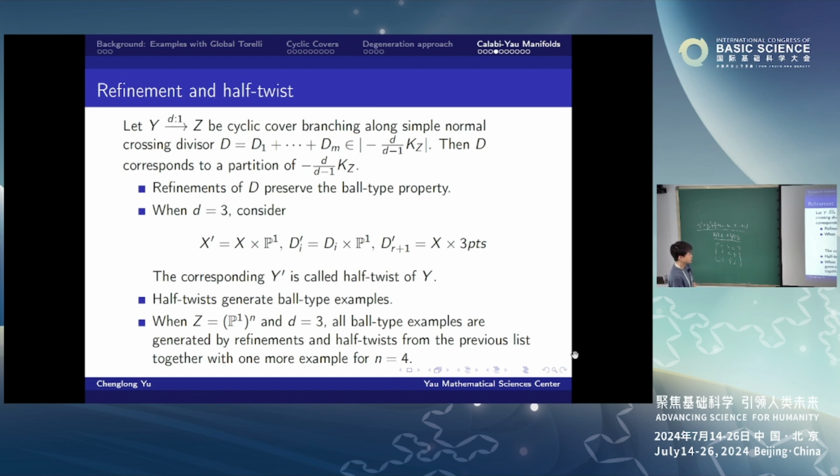And for half-twist, we're going from dimension 3 to higher. So maybe we can consider products with P1 and then add some divisors and consider the corresponding cyclic cover. And both operations will start from Borel quotients and give us further Borel quotients. So these refinements or half-twist operations will give us also Borel quotient examples. So when the base is P1 to the nth power, then these two operations will give us, and we classify, all these examples.